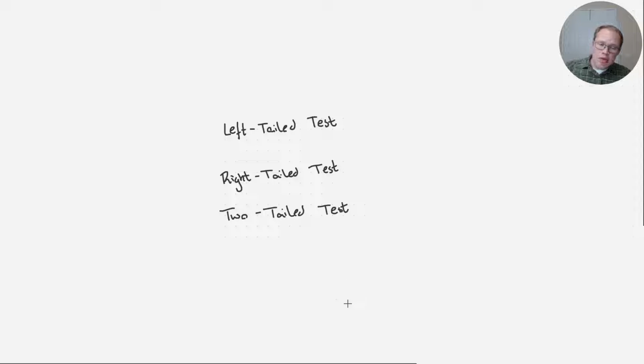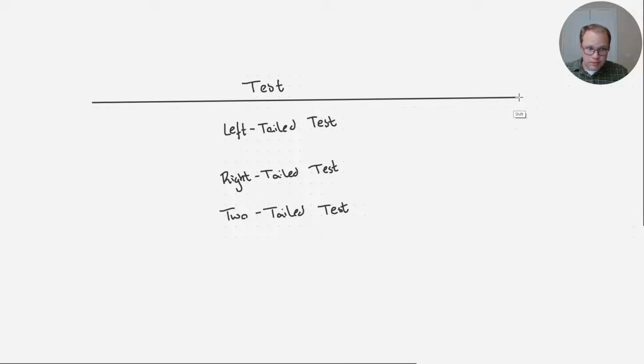Okay? The inequality symbol on your alternative hypothesis actually indicates which of these tests you should do. Okay? So let me make a little table here. So there's our test. And our alternative hypothesis symbol is what determines which test we perform.